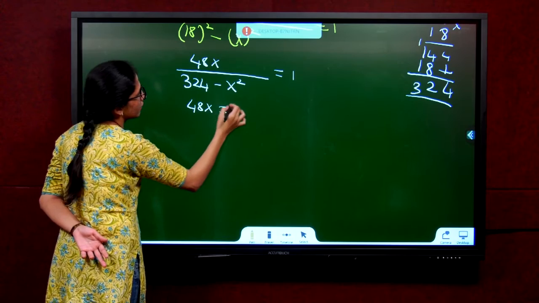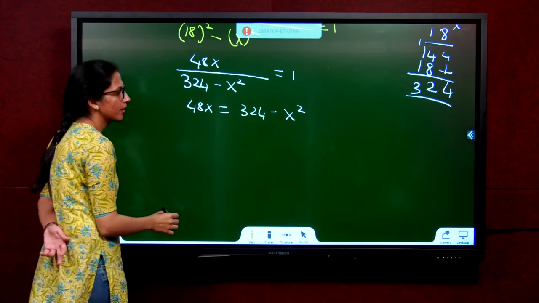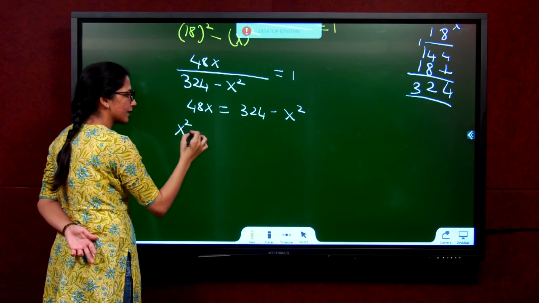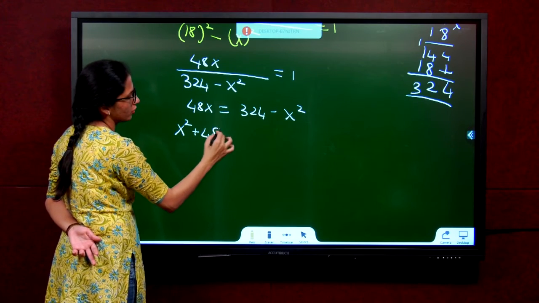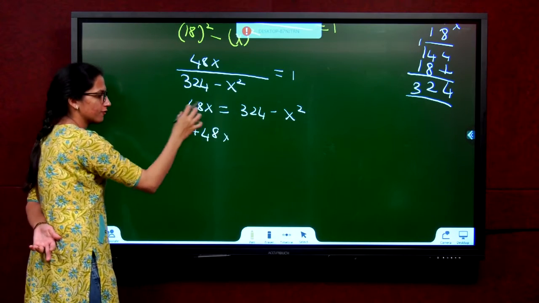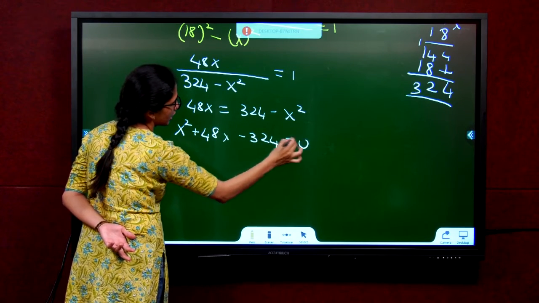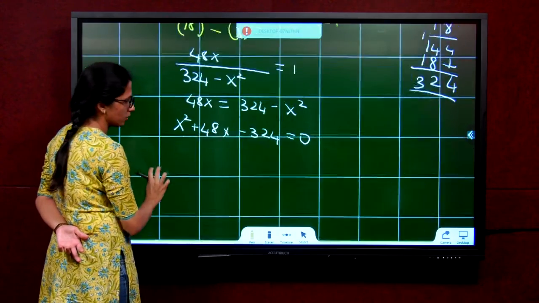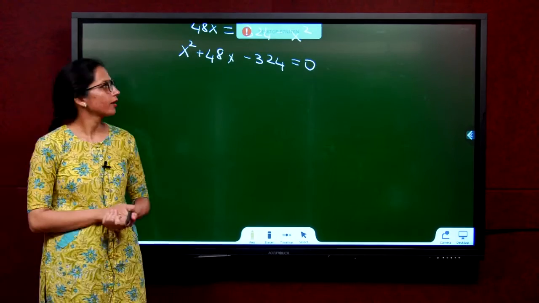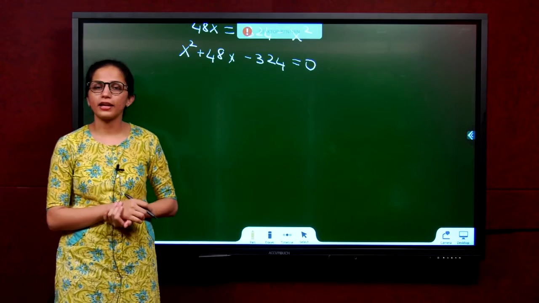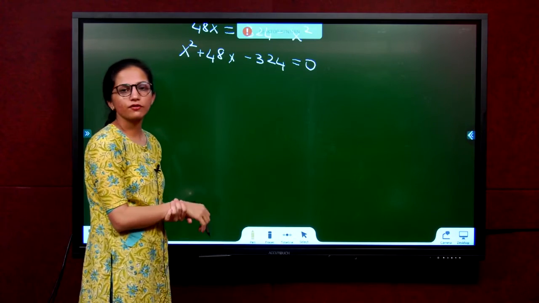48x is equal to 324 minus x square. Bring these terms aside. First we'll take x square, arrange it in order. X square, bring it here. 48x is there. 324 comes aside. Minus 324 is equal to 0. This is a quadratic equation. But they have asked to find the roots. They have asked the value of x. So we have to continue to solve to find the value of x now. X square plus 48x minus 324 is equal to 0.